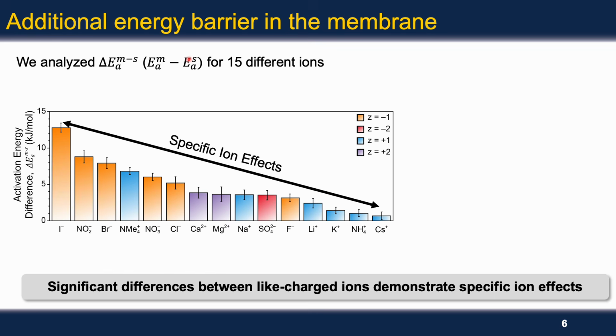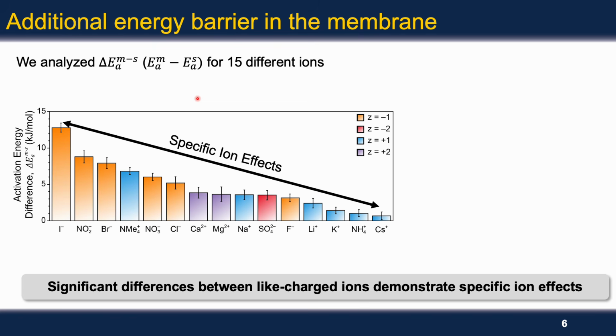The final results are shown here, where this activation energy difference is ordered from largest to smallest, and indeed we see quite a bit of a spread between the different ions. Some ions like cesium have very little differences in activation energies, and other ions like iodide have enormous differences. The spread clearly demonstrates that there are specific ion effects in these membranes.